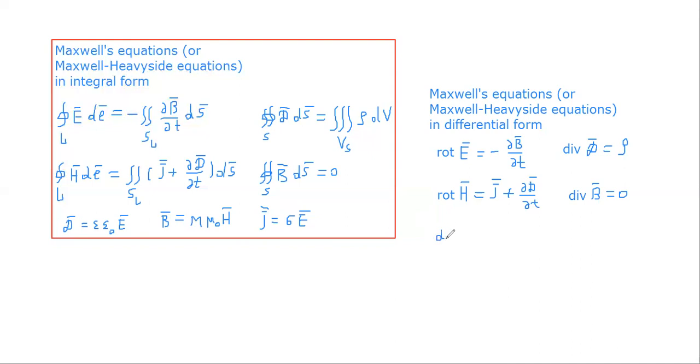So D is equal to epsilon 0 E. B is equal to mu 0 H, and Ohm's law in vector form.